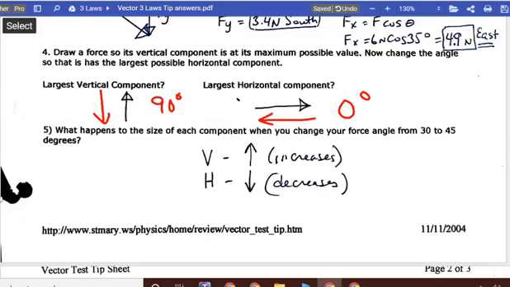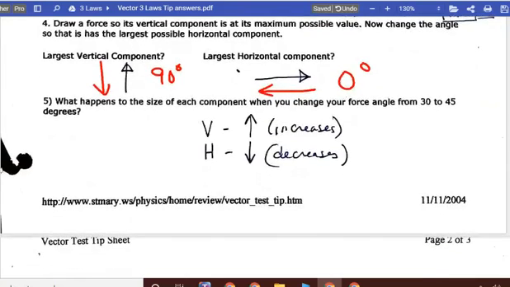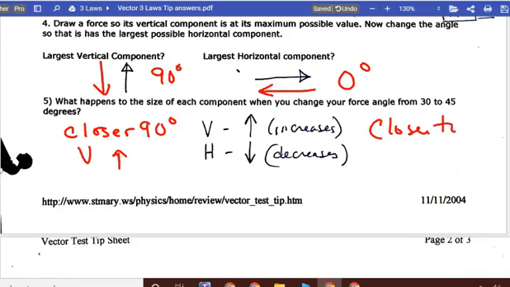Okay. So this is a classic regions question. I hope you know how to do that. What do we say again? Let's write it again. Closer to 90 degrees, the vertical component goes up. Closer to 0, the horizontal component goes up. Okay.